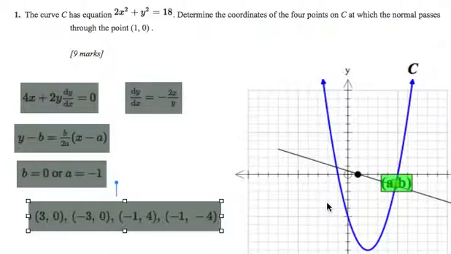So hopefully that was helpful for you. There's one other question in here that asks for a normal. It's basically the same idea.